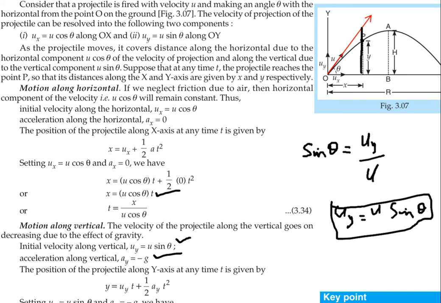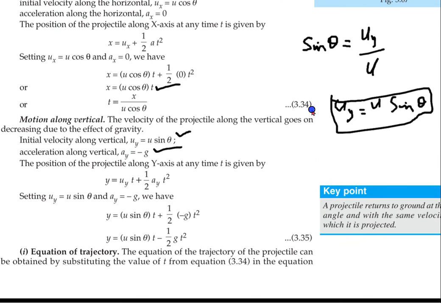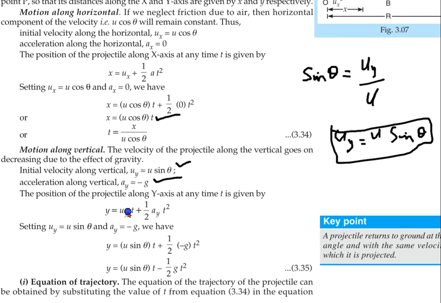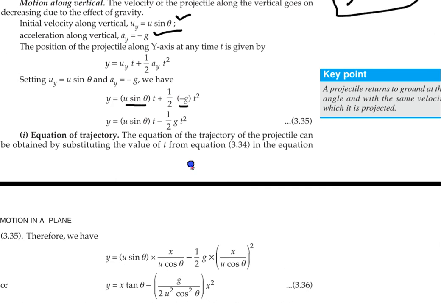So ay is minus g. From the equation of motion along the y-axis, y equals uy t plus half ay t squared. Instead of uy, we'll put u sine theta, and instead of ay, we'll put minus g. If we solve, we'll get this. So this is the equation of motion along the y-axis.